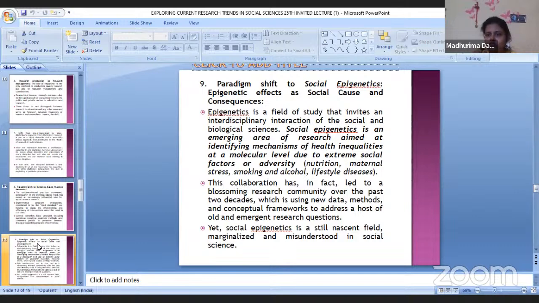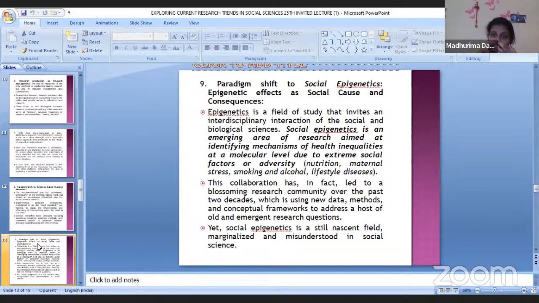We know that it is because of certain changes in lifestyle that we suffer from lifestyle diseases. There are diseases like PCOD, polycystic ovary syndrome, which most of the women in present society face. That is basically a lifestyle disease that happens because of certain changes in the lifestyle. So that is social epigenetics. It is because of certain nutrition levels, maternal stress, smoking and alcohol, lifestyle diseases.